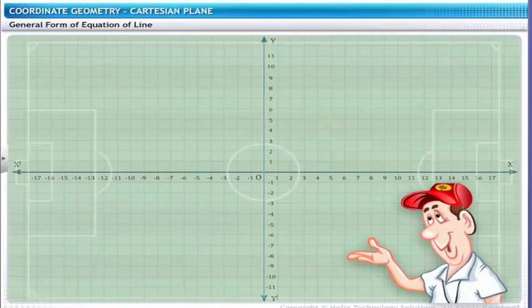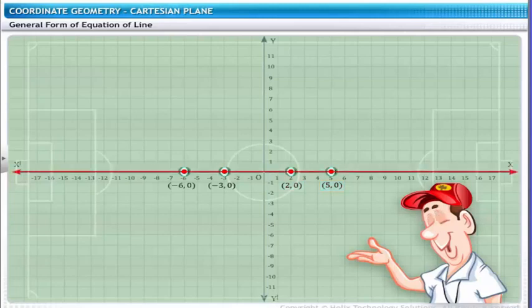Another situation may involve positioning the players at (-6, 0), (-3, 0), (2, 0), and (5, 0). All these points lie on the X-axis and the Y value is 0. Therefore, the equation for the X-axis in this case is Y equals 0.